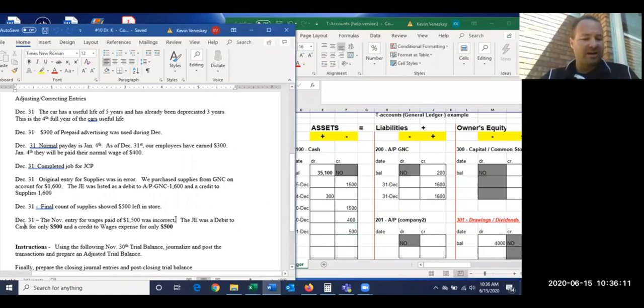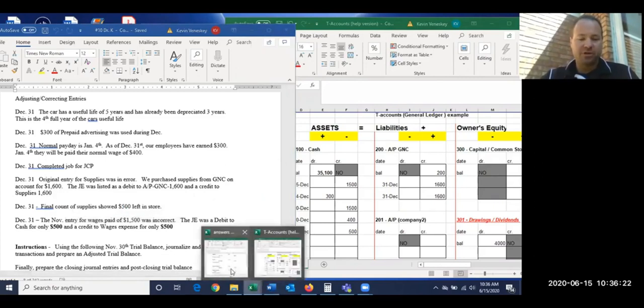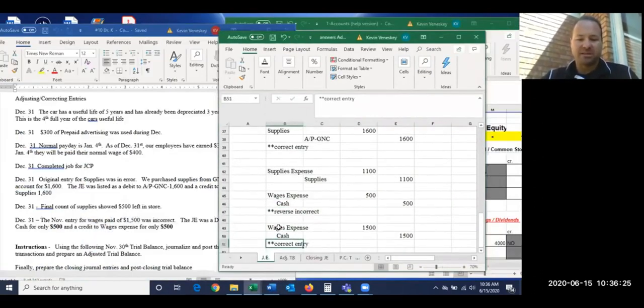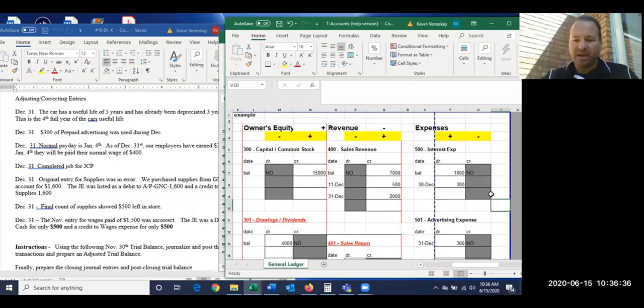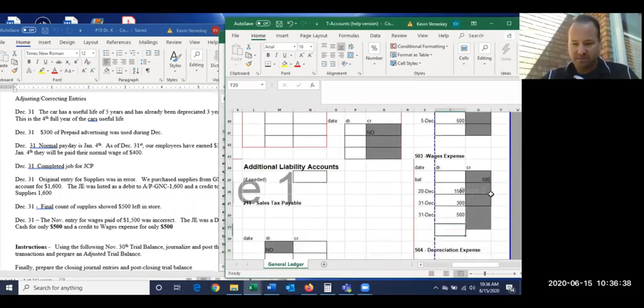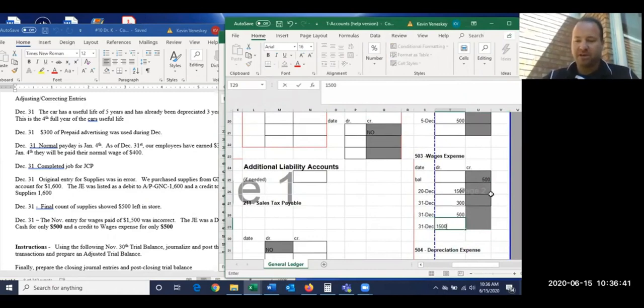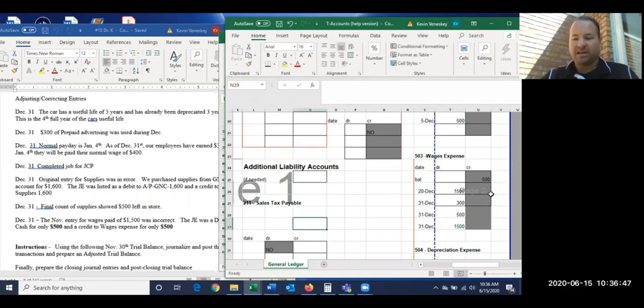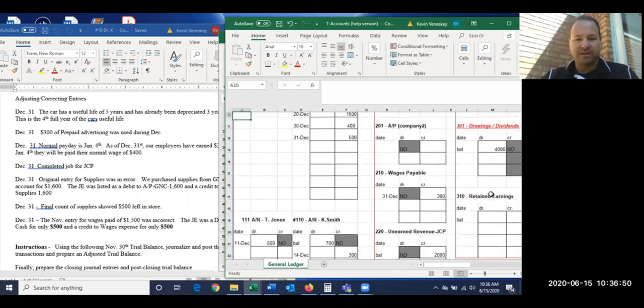And then we need to do the correct entry. What should the entry have been to show that wages were paid of $1,500 for work done? So the entry should have simply been debit wage expense for $1,500 and credit our cash. So let's put that in. Debit our wage expense for $1,500. Credit the cash, $1,500.